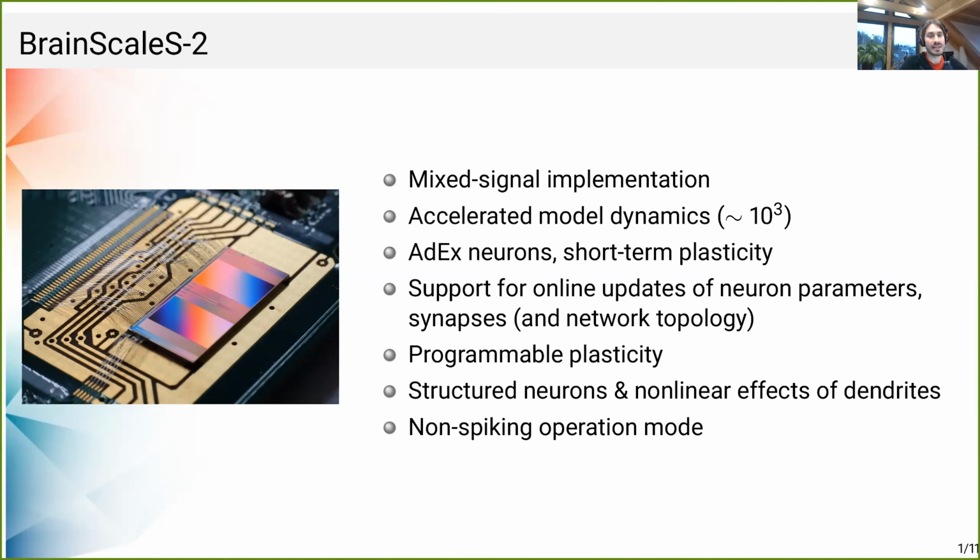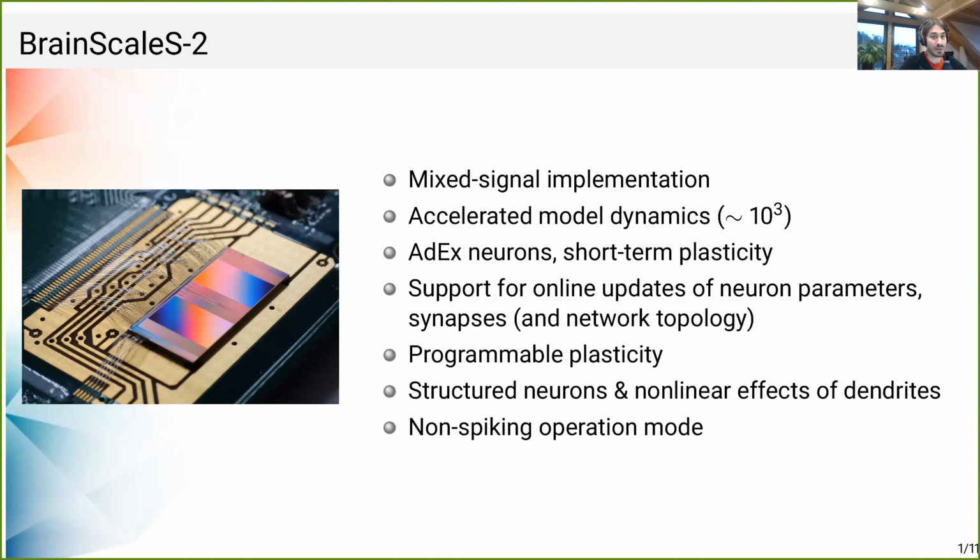We support adaptive exponential integrate-and-fire neurons. We have short-term plasticity implemented. We have massively parallel correlation sensors implemented in the synapses. We have access to multiple types of observables on the system, and we also have controllables that can be modified during the network operation in a smooth fashion. So, for example, if you update neuron parameters, in principle, this is possible during the experiment runtime.